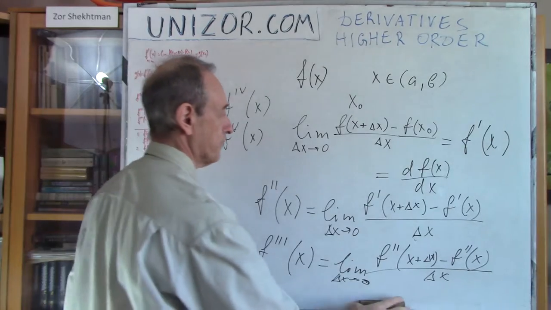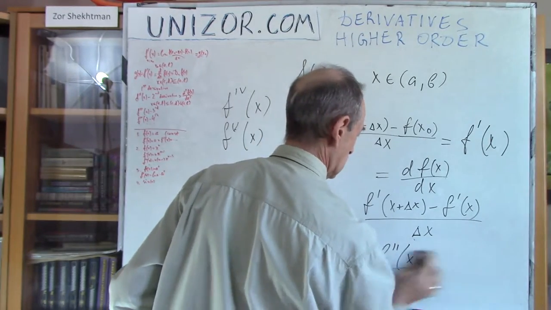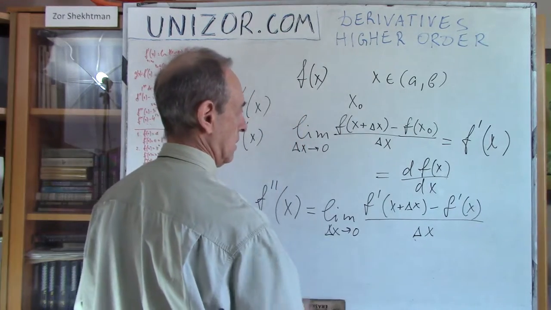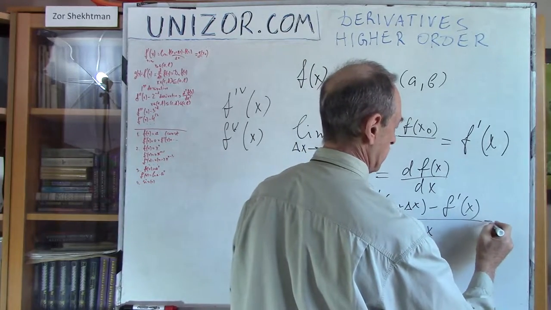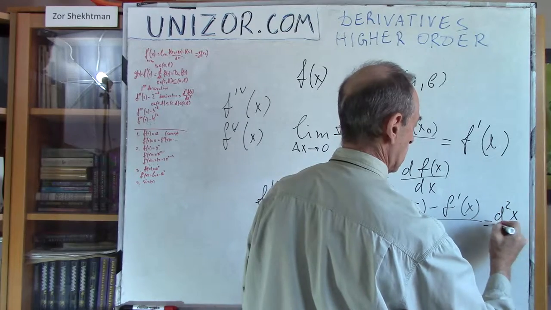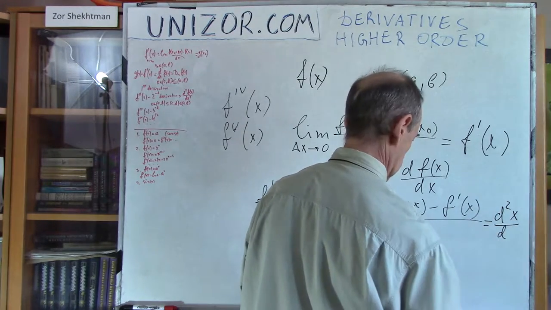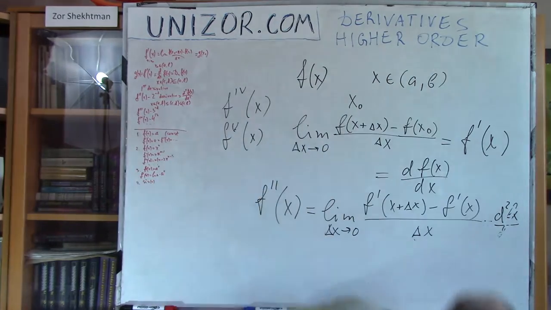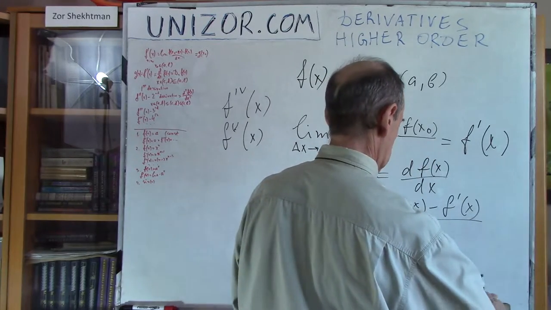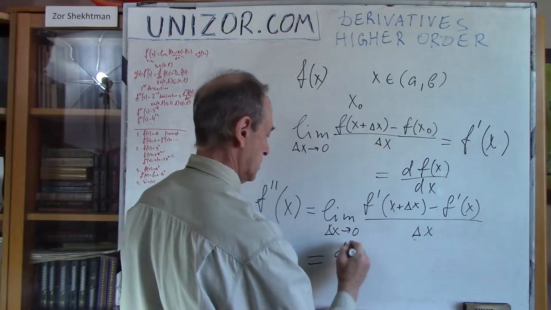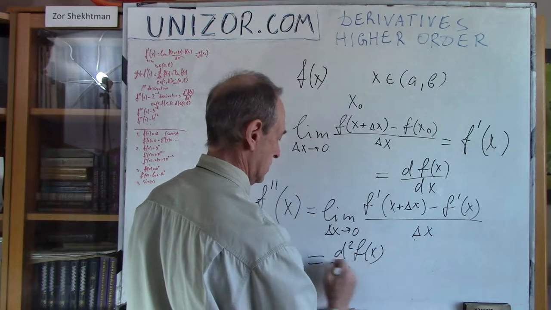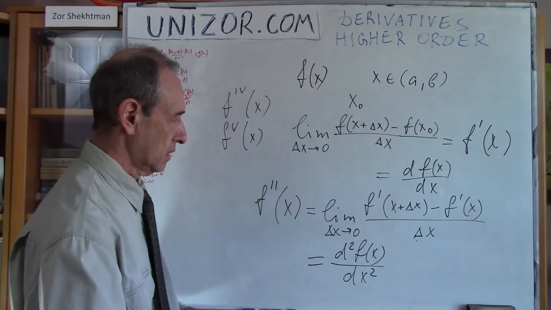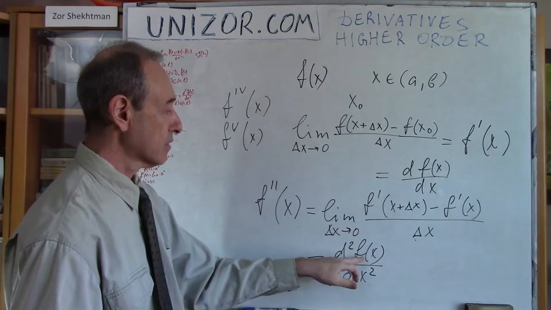Another notation is, let me talk about the second derivative. This one. d square f at x, okay, I'm sorry. Let me just have a little bit more real estate here. d second f at x divided by dx squared. So that's another notation for the second derivative of function f.